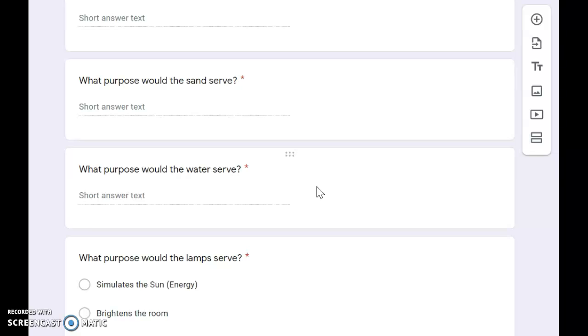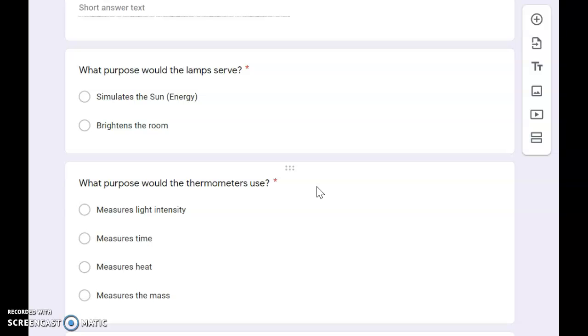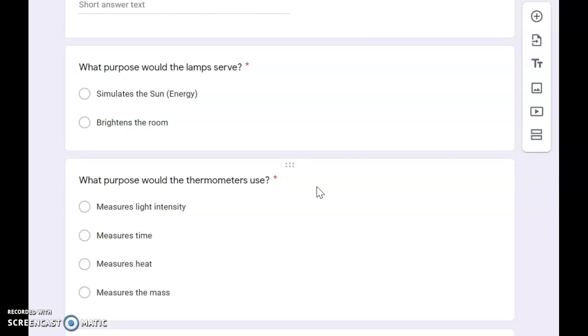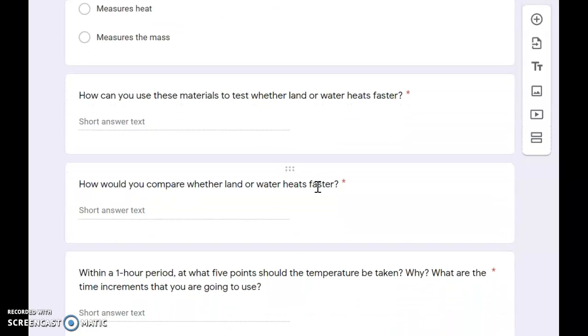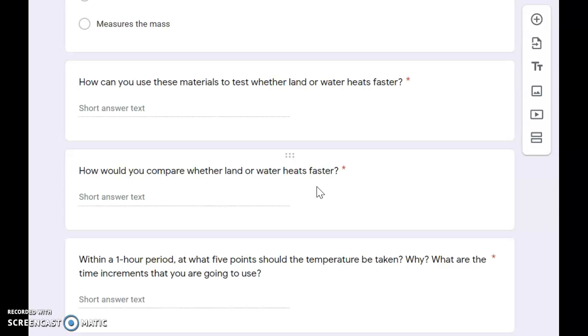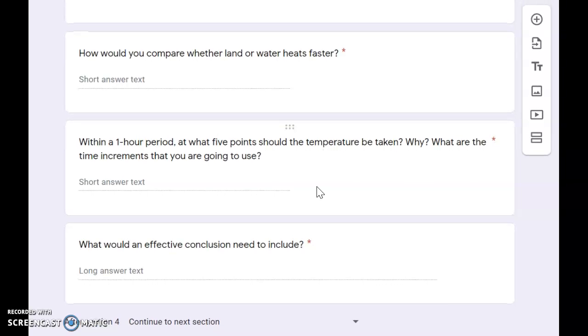What purpose would the sand serve globally? Think about our globe and what the sand could represent. In addition, what would the water represent in our globe? What purpose would the lamp serve? What purpose would the thermometer serve? And how can you use these materials to test whether land or water heats faster? How would you compare whether land or water heats faster using these materials?